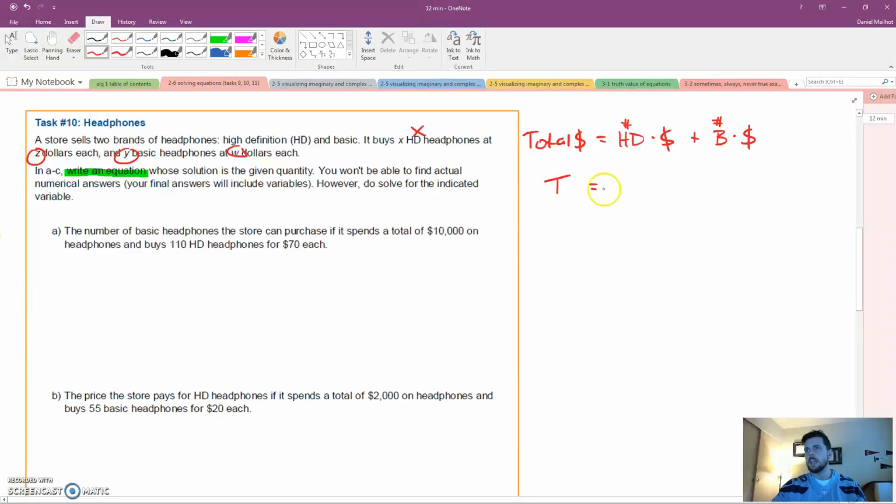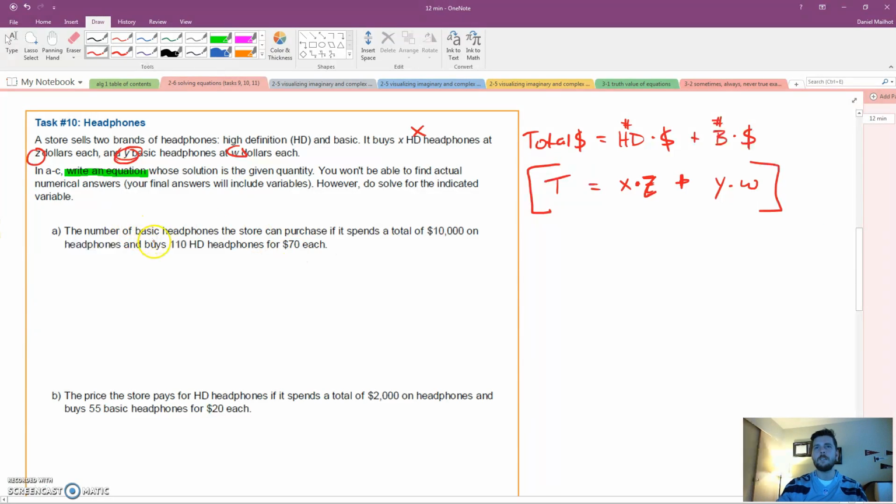The total is going to equal HD, which is X, times HD headphones price, Z. So X times Z, plus the number of basic headphones, Y, times how much those cost, W. This equation you will use for each problem, all right? And replace stuff based on what they give you. Let's do A together and then you can work.